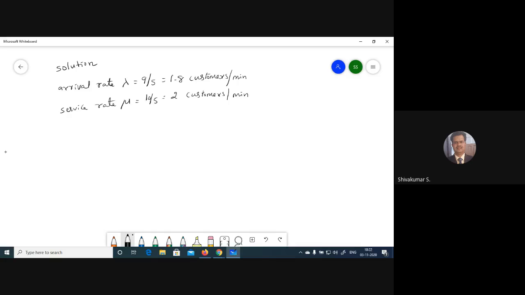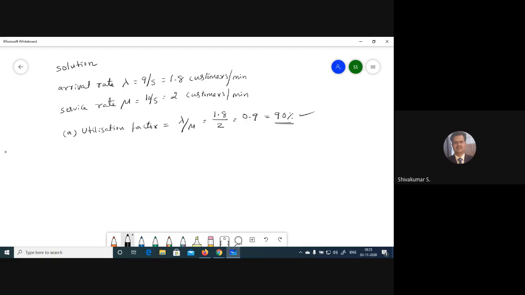Now we'll do one by one. The first question is to find the utilization factor. The utilization factor equals lambda by mu, that is 1.8 divided by mu, 2, which equals 0.9. You can say 90% is the utilization factor. So the system can be utilized 90% of the time. This is the utilization factor.